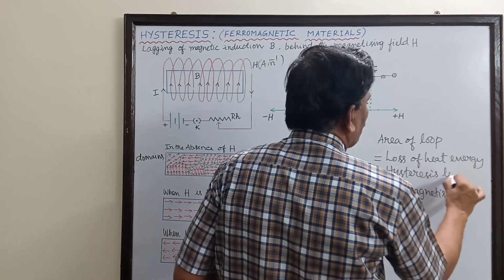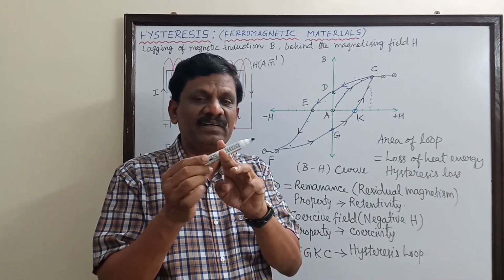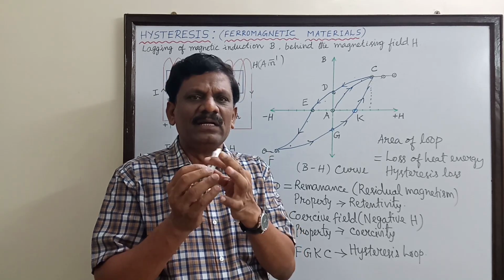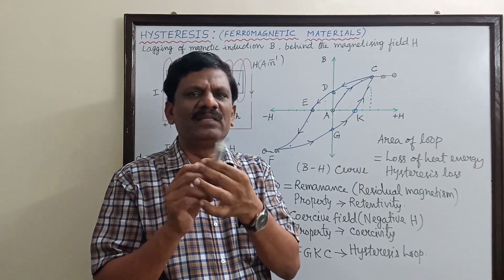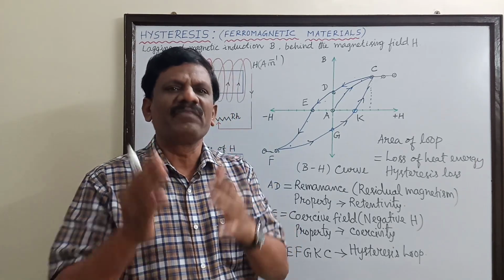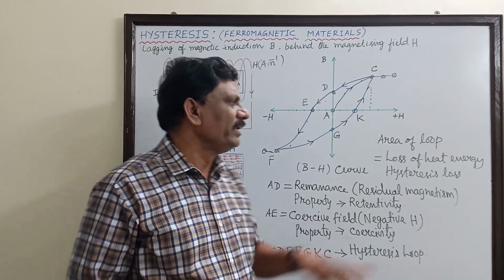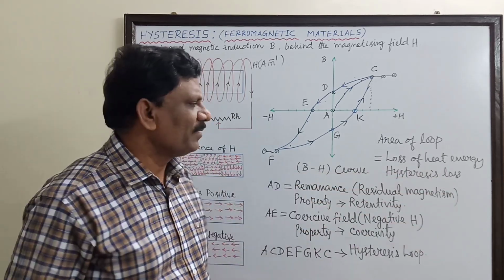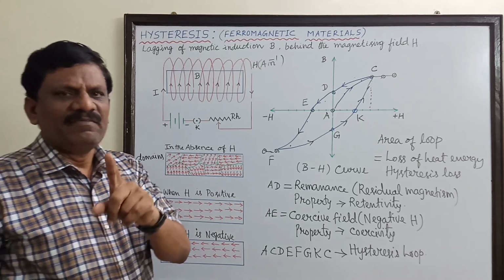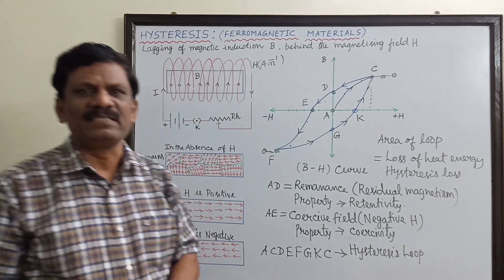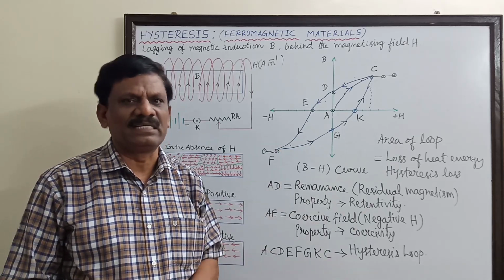Hysteresis loss. I told you, is it not, each and every magnet is commanded: go left, turn right, up, down, like that. So in 1 second, when it is rotating 100 times, naturally the material will be heated up, and the amount of heat lost per unit volume, okay, that only is called hysteresis loss. So from this, the first possible short answer question is: define hysteresis. The lagging of magnetic induction B behind the magnetizing field H is called hysteresis.